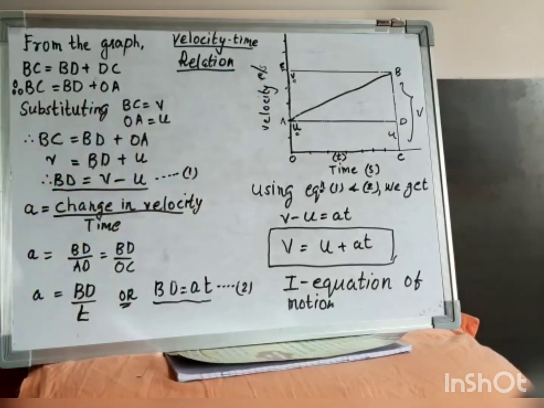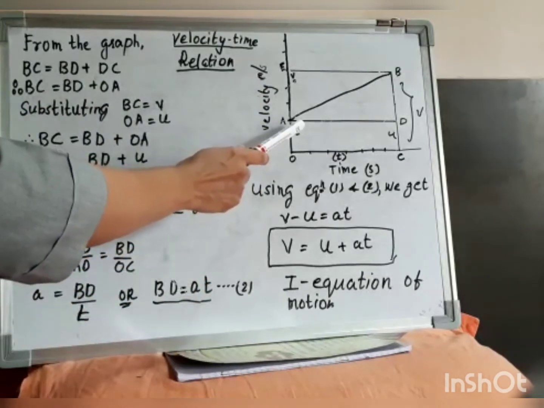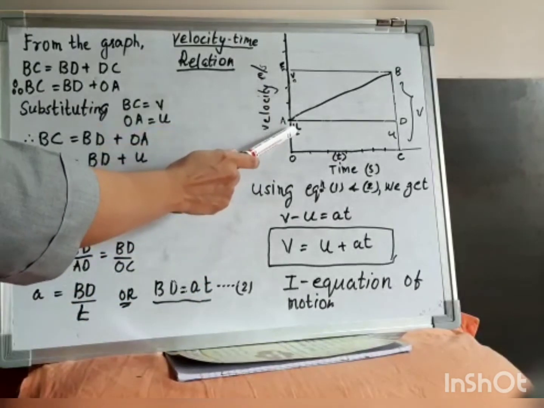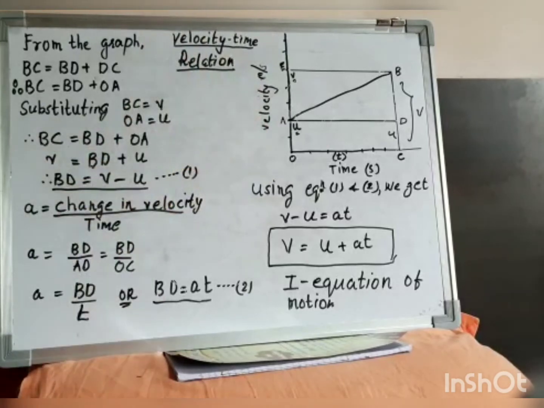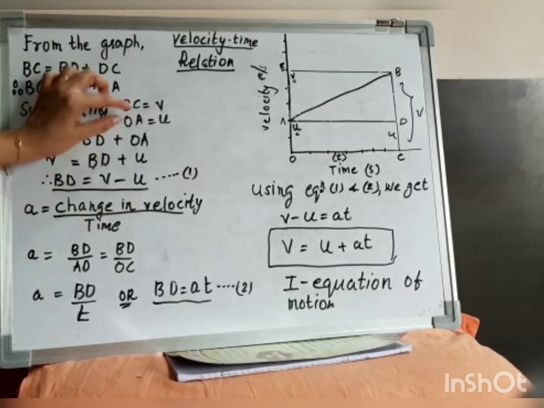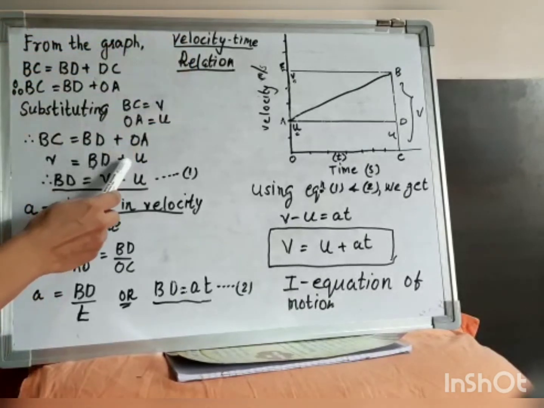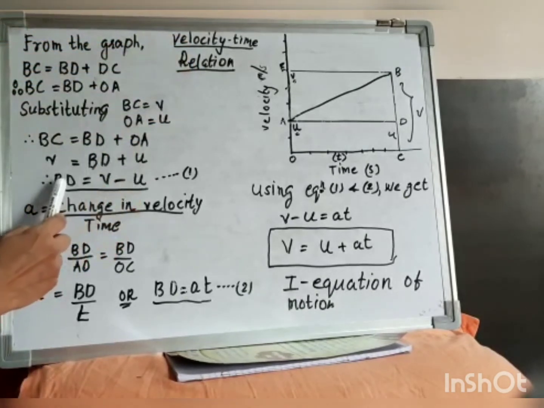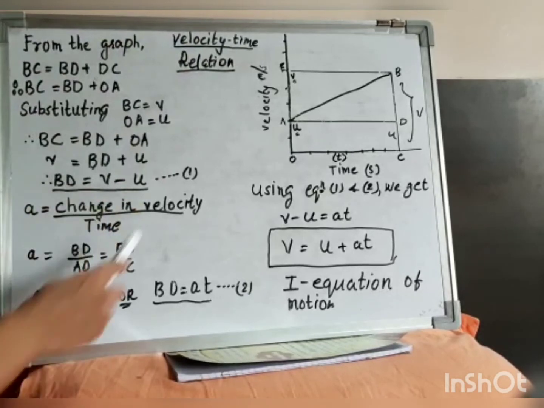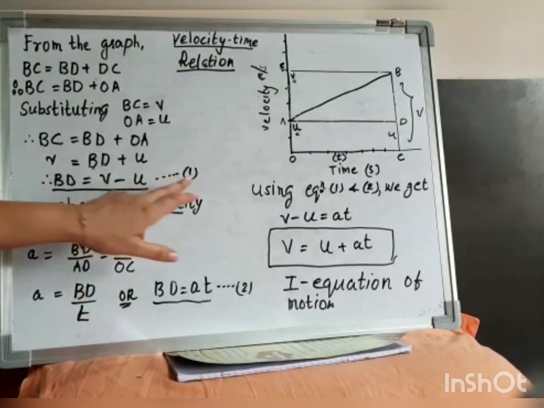Now the object is moving with initial velocity u and final velocity v, with uniform acceleration a in time t. So BC is equal to BD plus OA. In place of BC you will write v, so v is equal to BD plus, in place of OA you will write u. So v is equal to BD plus u, and therefore BD is equal to v minus u. Let us name this equation as equation 1.